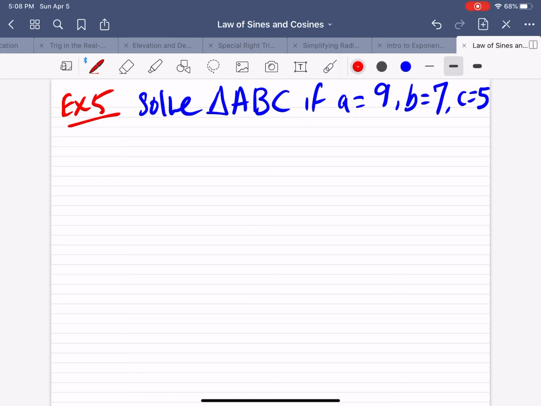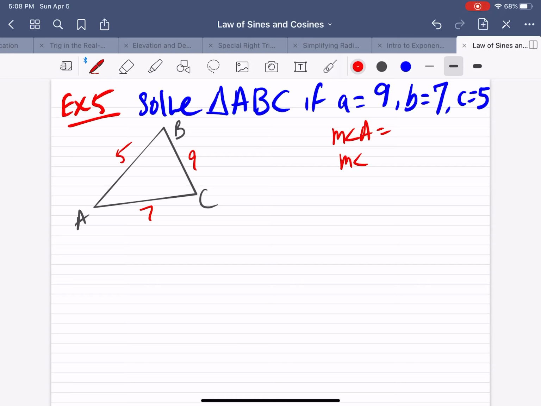Now go ahead and solve for, wait, let's do it together. Solve triangle ABC if you're given the following. First thing I want to do is draw my triangle. Let me label it. I'm given side A, which is 9, side B, which is 7, side C, which is 5. So we're trying to solve for the triangle, which means finding all the missing measures: angle A, angle B, and angle C. So let's find the measure of angle A first.